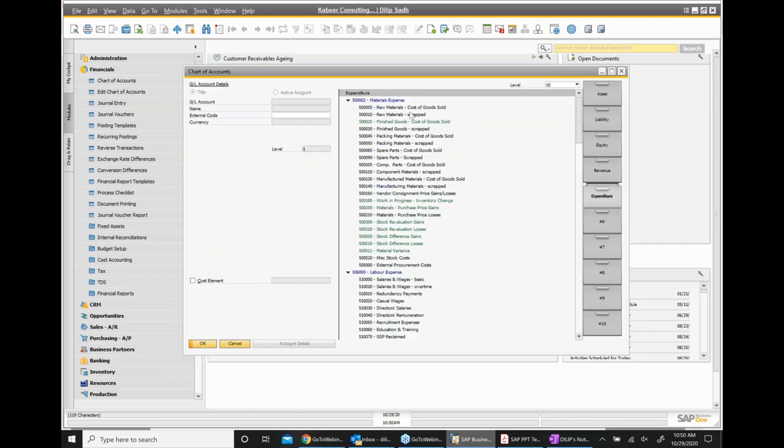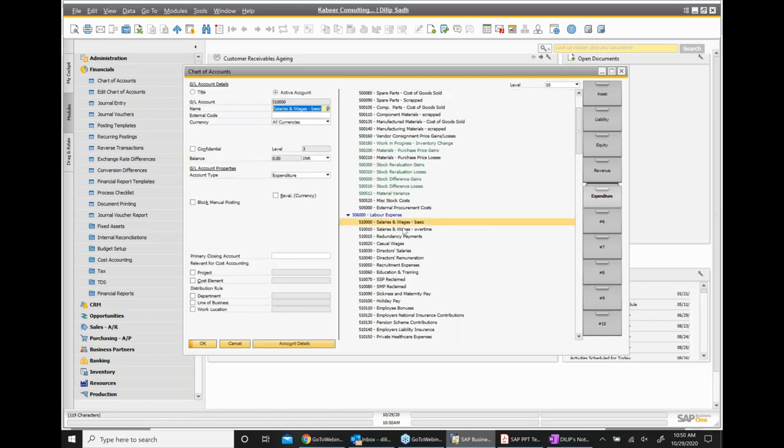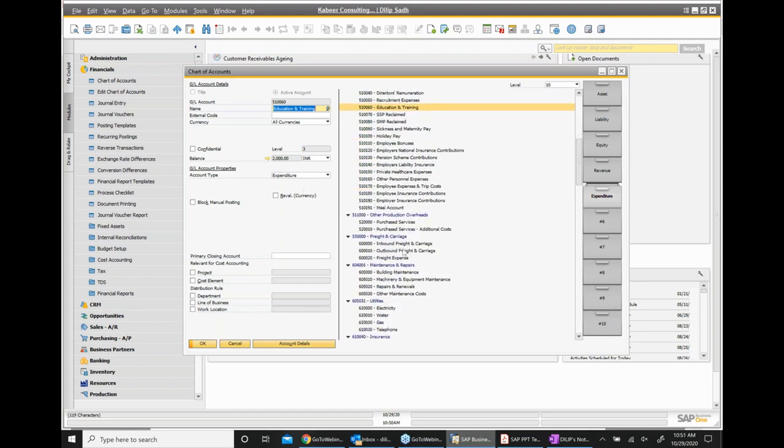If you see my expenditure, these are my different expenditure accounts. Material expense, labor expense, salary expense, whatever, different expenses. Education and training, this is my balance. Then we have freight and all that, this is my balance. Electricity, this is my expenditure of electricity. This is my expenditure for water, for the gas, for the telephone. So they are all your expenses. That comes as a part of your revenue and expenditure, profit and loss.